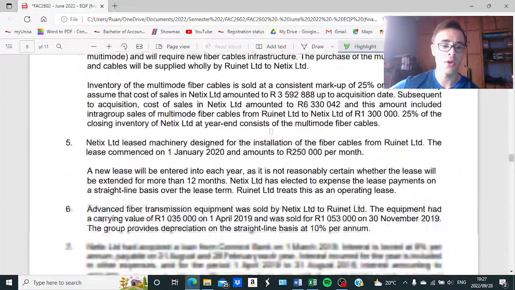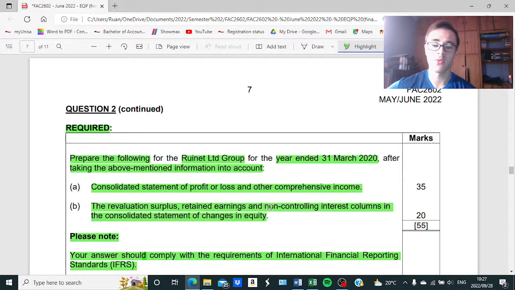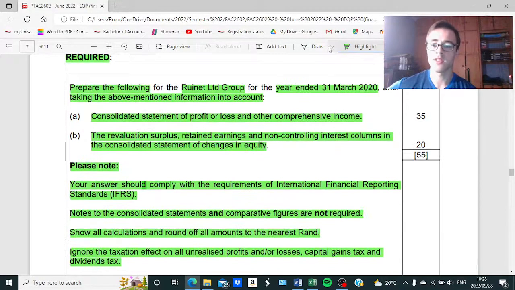So if you read your required section, we are preparing the required financial statement as well as the columns, but for the purposes of thorough exam preparation, we will be doing the entire set. So we will change the required part to, prepare the consolidated financial statements of the Runette Limited Group, and obviously that will take us longer than the given 66 minutes, which is why I said we're going to spend quite a while on this one.